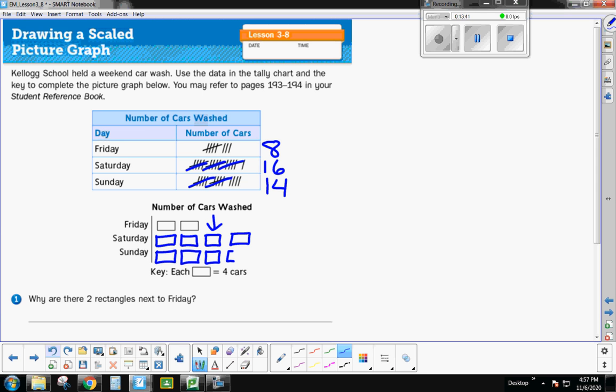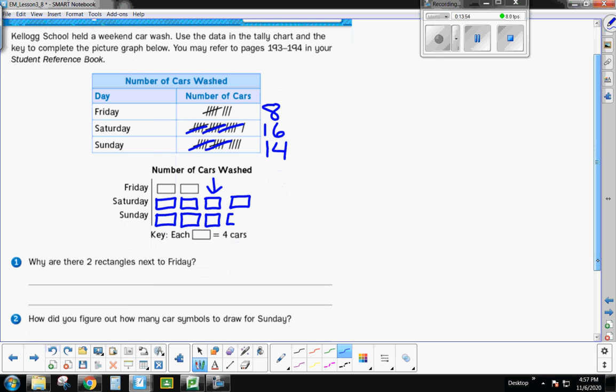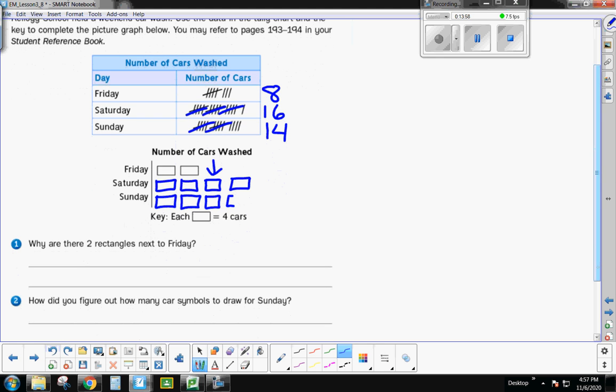Okay, now the question number 1 says, why are there 2 rectangles next to Friday? Well, why are there 2 rectangles next to Friday? Each rectangle represents 4 cars, right? And so I need 2 rectangles to represent 8 cars. And then number 2 says, how did you figure out how many car symbols to draw for Sunday? So what do you think? How did you know how many to draw for Sunday? Okay, well, I know that 4 plus 4 plus 4 is 12. So I drew 3 symbols to represent that 12. And I know I needed to draw a half a symbol to show 2 more cars.